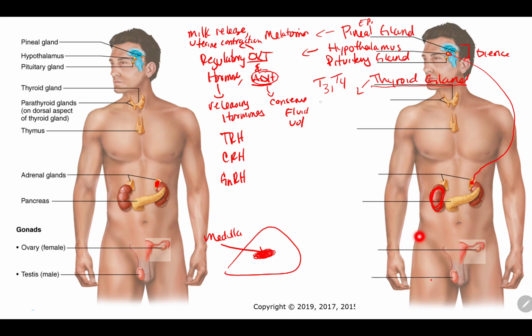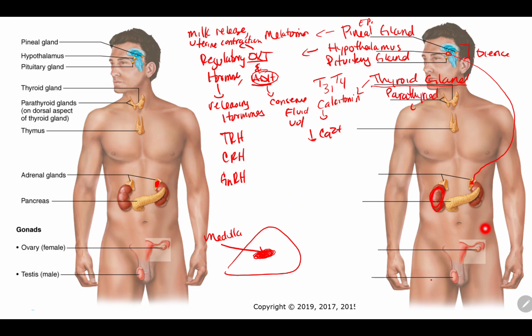And it also produces calcitonin as well. And this will basically, remember, tone down the amount of calcium in the blood. A stimulus for calcitonin release is high calcium levels. If you have high calcium levels in the blood, we're going to be able to release calcitonin to basically reduce calcium levels. Okay.